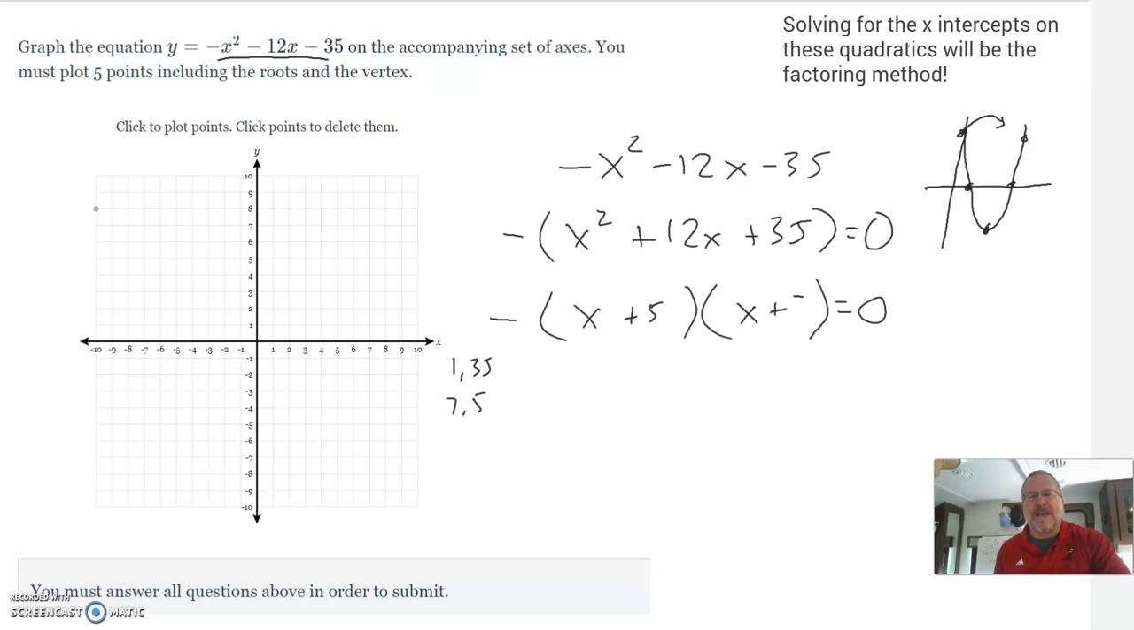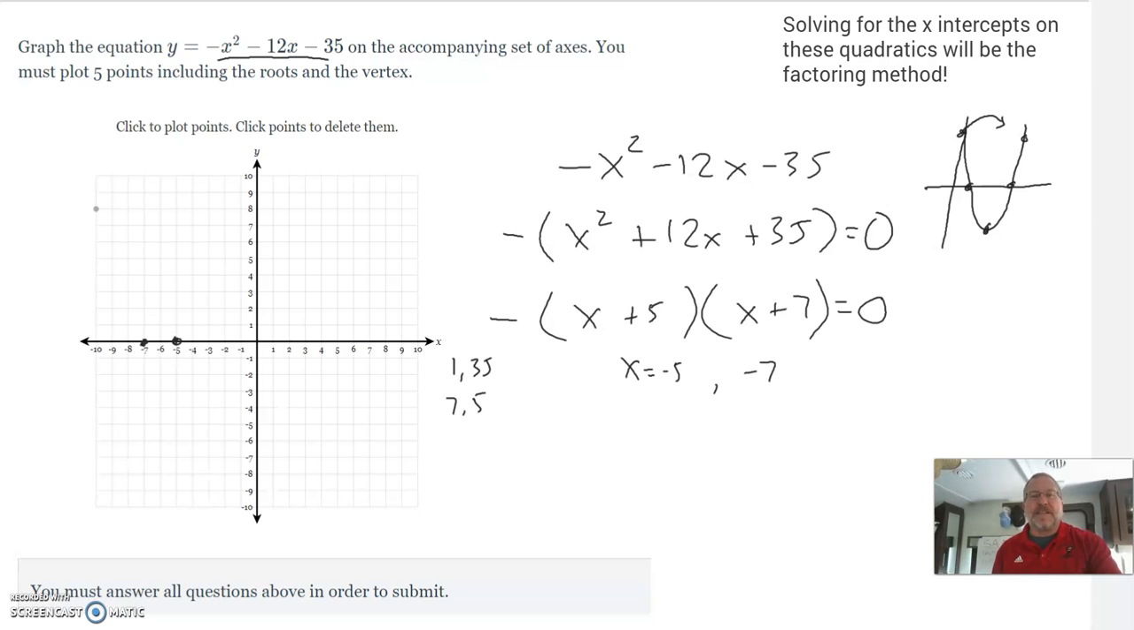We'll review that again a little bit more. So those are the factors that make this. So I got x values that make it 0 of -5 and -7. Those are my two intercepts, -5 and -7. So I'm going to go to the x-axis and I'm going to put 2 dots there. You have to make 5 dots for this Delta Math to work.